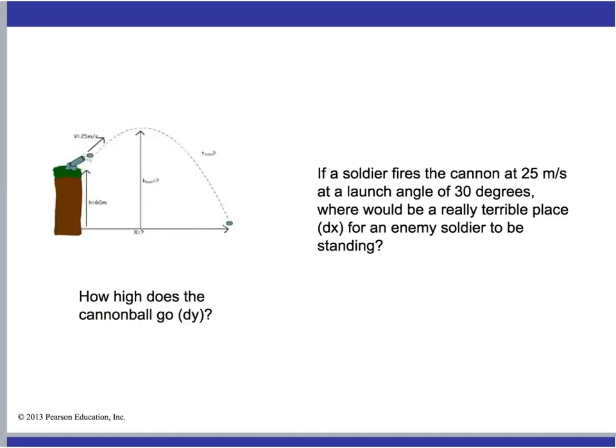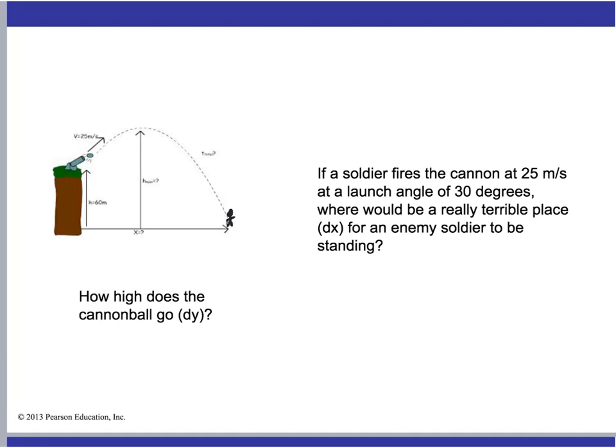Okay, let's see. Ooh, this one's a fun one. So this is a good one to end on. If a soldier fires a cannon at 25 meters per second at a launch angle of 30 degrees, where would be a really terrible place for an enemy soldier to be standing? So it's this right here. That's where you wouldn't want to be standing. And then how high does the cannonball go in the y direction?